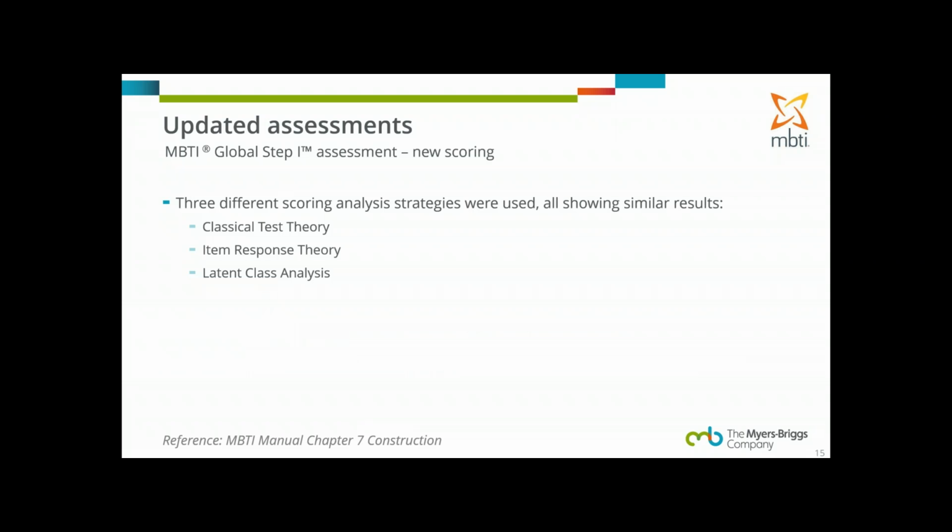So to get to the new assessment, we ended up doing a lot of analyses to demonstrate to ourselves that prior work was still relevant and that the new approach, this latent class analysis approach, got us to a similar place. And so we had 3 different researchers independently do different analyses. We had one person do classical test theory, which is what we used for Form G. We had one person use item response theory, which was used for Form M. And then we had another person do latent class analysis.